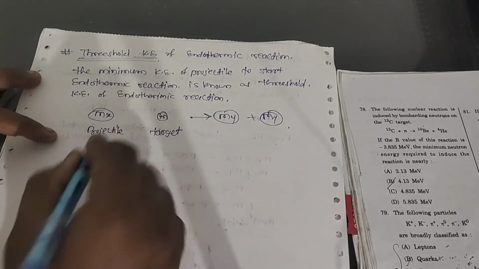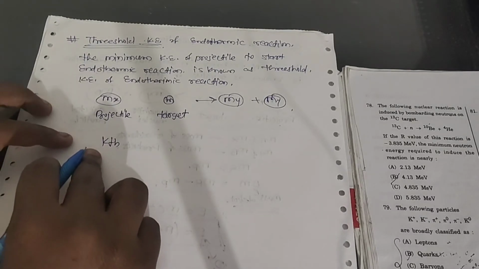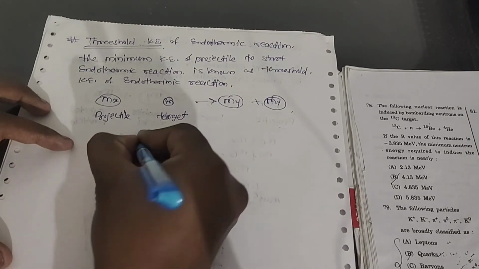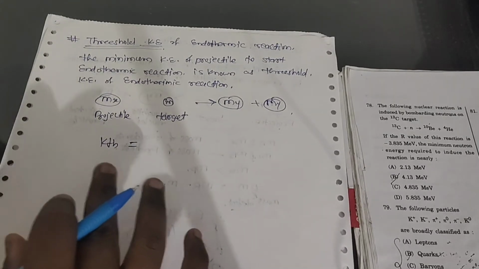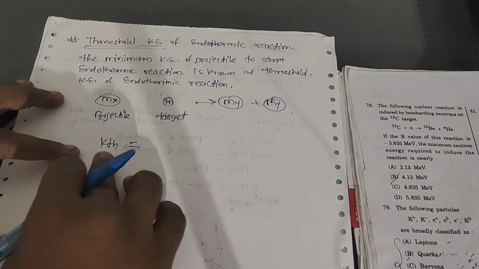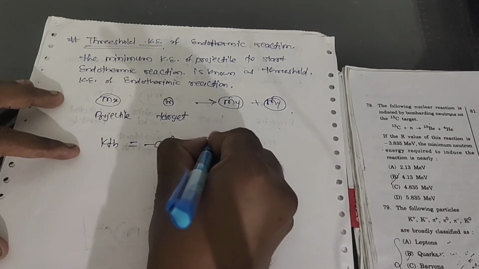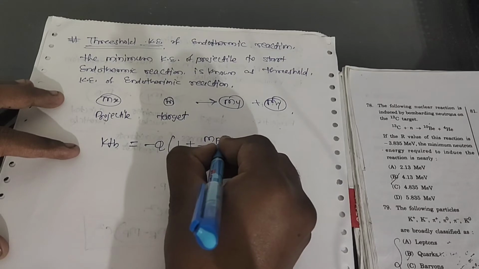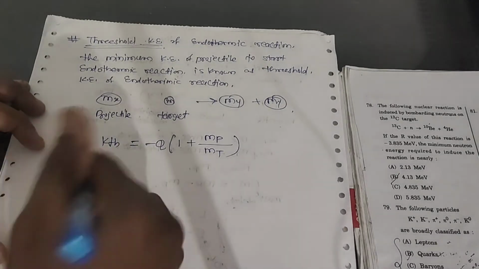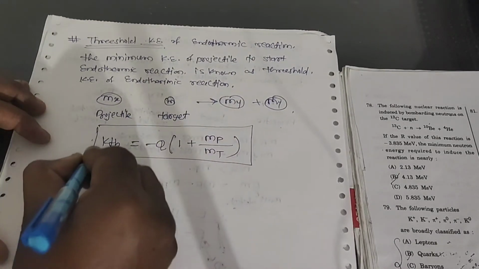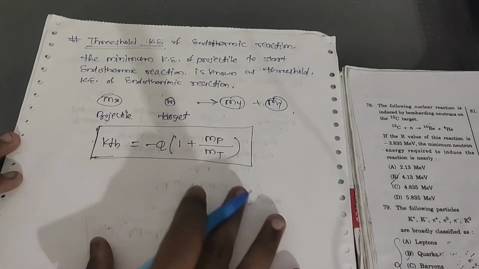Okay, this is our process. In this we can use the formula for threshold kinetic energy, KTH. There is a direct formula to find the minimum energy. The formula for this is KTH equals minus Q into 1 plus mass of projectile upon mass of target. You can see this is our formula. We should use this formula directly in this equation, and then we can solve our question.